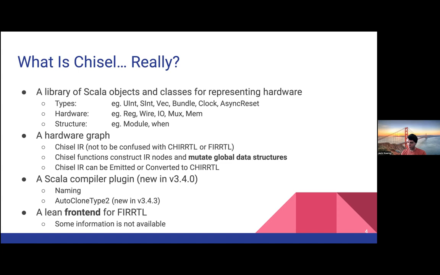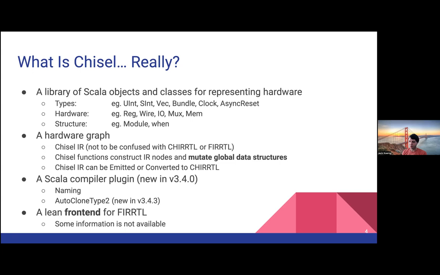And what really happens when you call these APIs is you're constructing a hardware graph. So I believe you just had on Friday a talk about FIRRTL. So hopefully you have some background on what an intermediate representation is. But notably, Chisel itself has its own internal representation that then gets converted to FIRRTL. When you call these Chisel functions, these are actually mutating global data structures that are keeping track of the graph that you're building. And then, as I mentioned, we emit this graph into FIRRTL, which we can compile to Verilog.